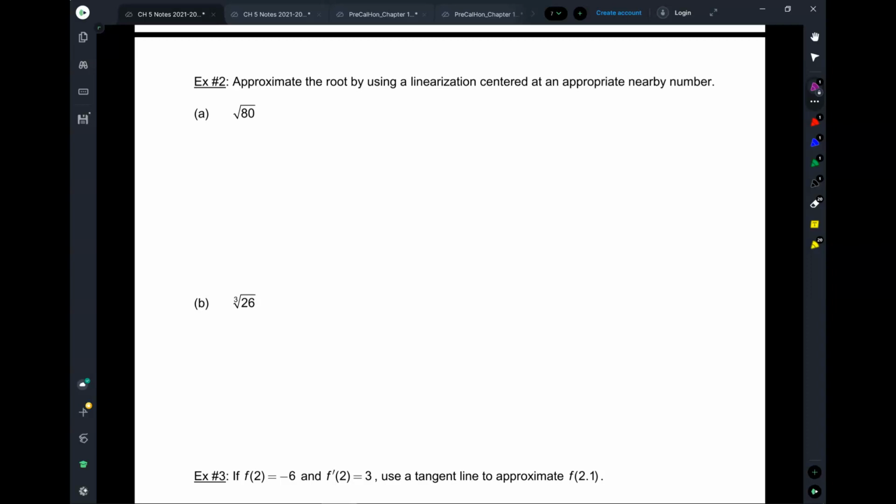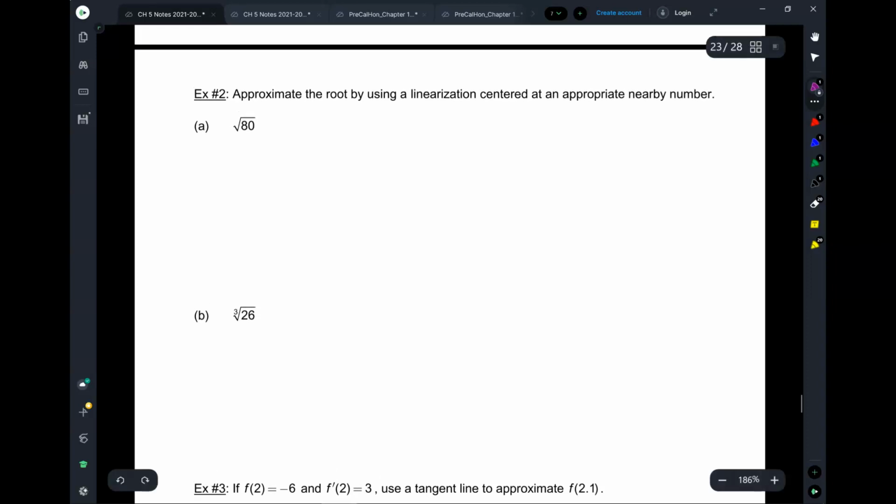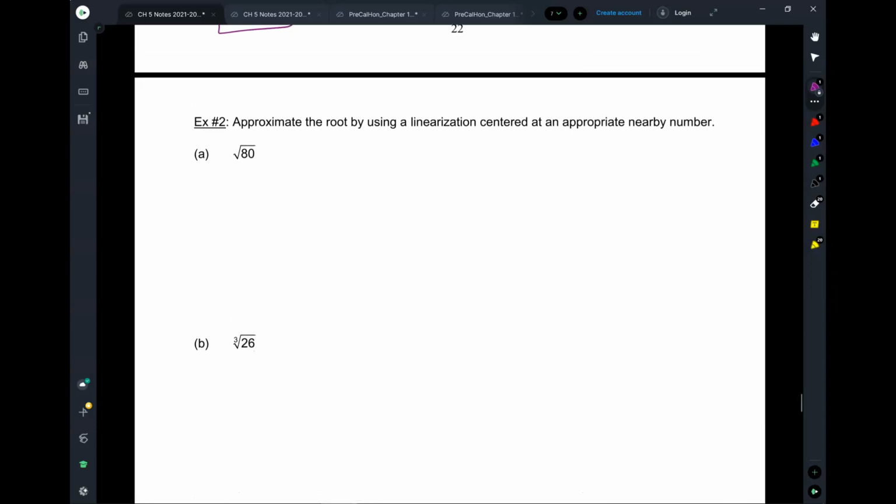Maybe this will make you appreciate it. All right, so look, root 80. We're going to approximate root 80 using this linearization method. If I'm going to evaluate root 80, that is like having a function f of x equals root x, evaluated at x equals 80. That's pretty much what this is, right?